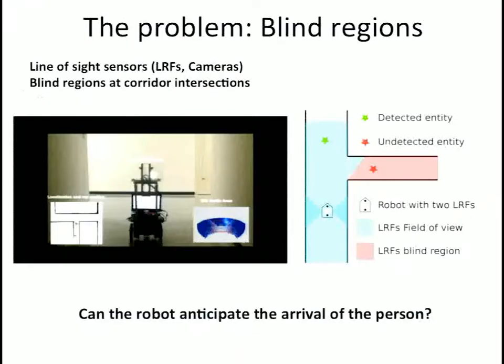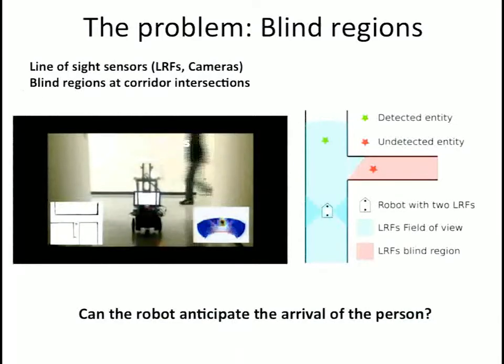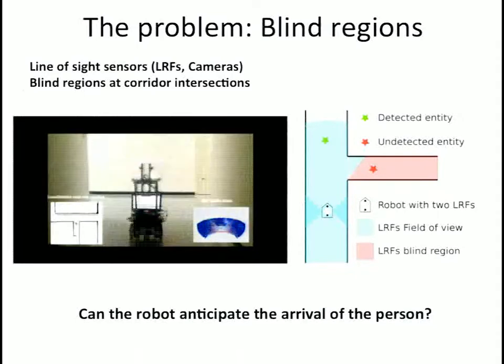So here, as we can see in this small video, we are concerned with corridors and especially with blind regions, because when we use sensors that require line of sight, like LRF and camera, the problem we had is that the person is just detected at the last moment when coming out of the blind region. So what we want to do is actually to anticipate the arrival of the person.